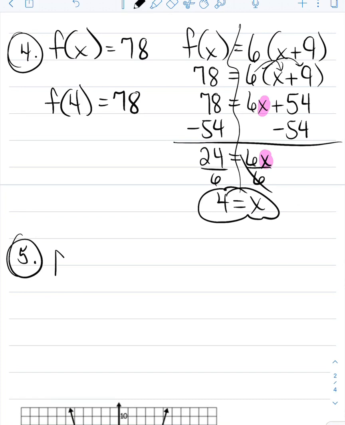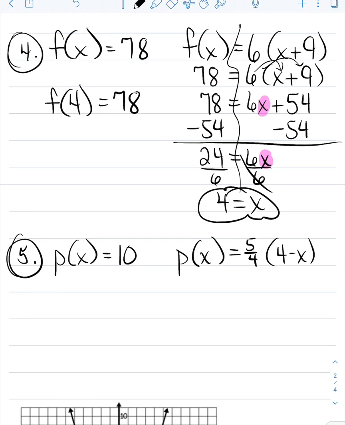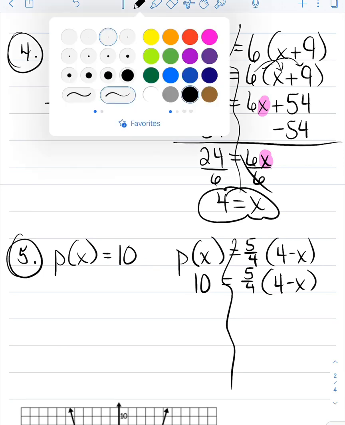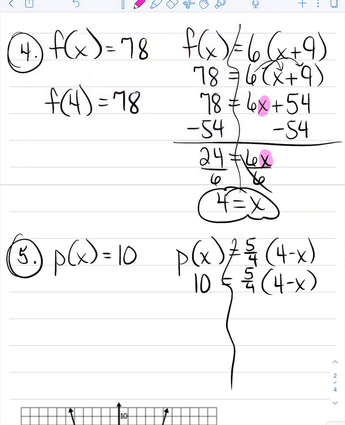So let's say I have p of x, and I tell you that it's equal to 10. And I'll also give you the function as p of x equals 5/4 times (4 minus x). Well, once again, for p of x, I'm going to say that's 10. So 10 equals 5/4 times (4 minus x). And because I want to know the value of x, I'm just going to solve the equation.